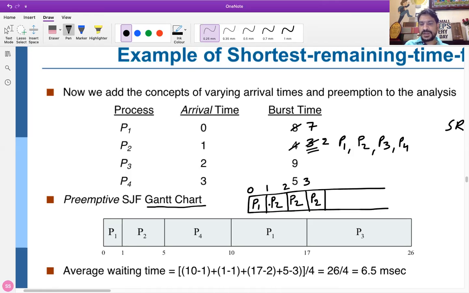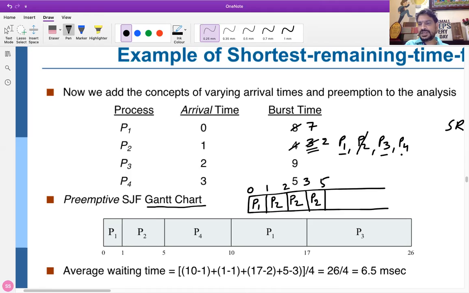So you see, here it is 1, here it is 2, here it is 3, remaining is 2. It will run up to 2, which means it will go up to 5. And after 5, this P2 will be done. It will be terminated and removed from the ready queue. Now, what are the processes available in the ready queue?